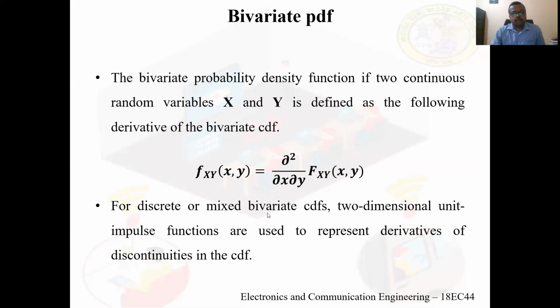For a discrete or mixed bivariate CDF, two-dimensional unit impulse functions are used to represent derivatives of discontinuities in the CDF. This applies if both X and Y are discrete random variables, or mixed. When I say mixed, it means that one random variable could be discrete and the other random variable could be continuous. At that time also, we use two-dimensional unit impulse functions to represent the derivatives of discontinuities in the CDF.